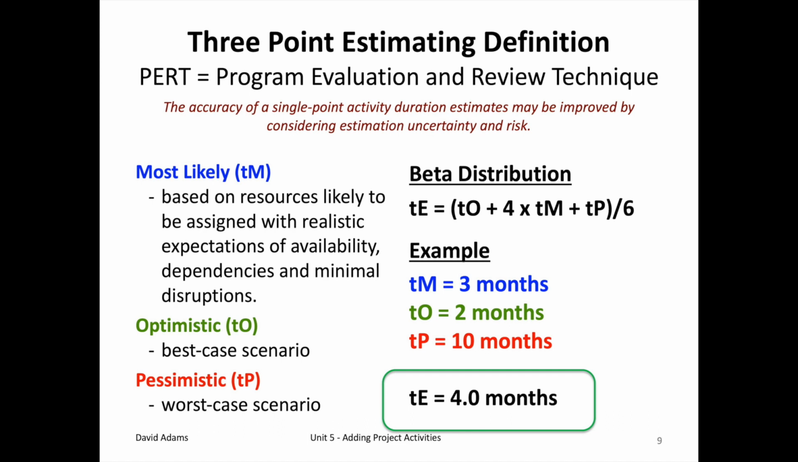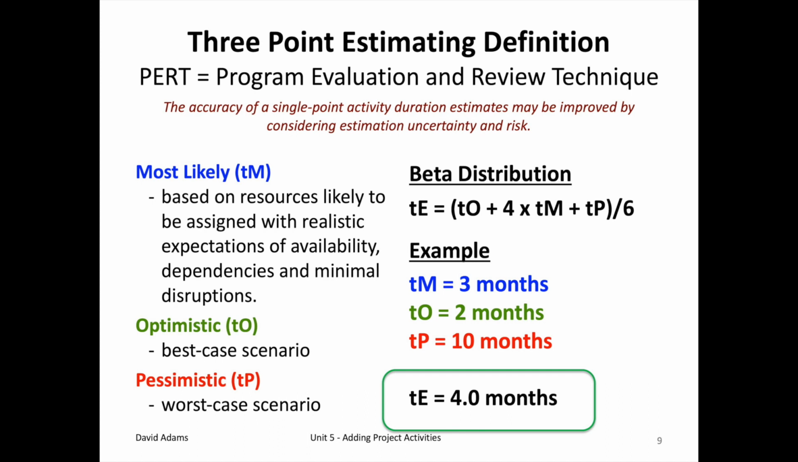For example, let's say your contractor said they could get the job done in 3 months, but best case scenario, 2 months. But if he has supply problems and issues, it may take 10 months. What number should you use for the estimate for your project? Well, if you take one optimistic, 4 times the most likely, and add that to the pessimistic, and divide that by 6, you get a 3-point estimate of 4 months. Probably a much more robust estimate than just 3 months by itself.